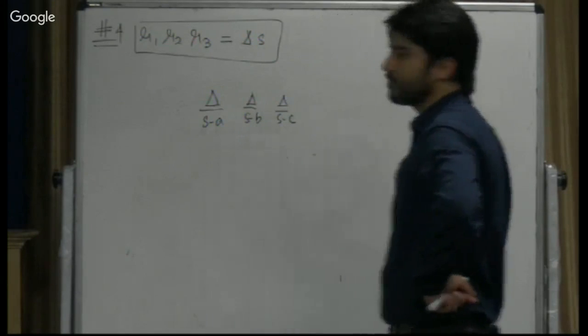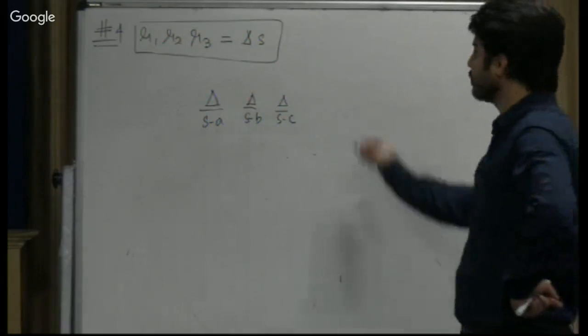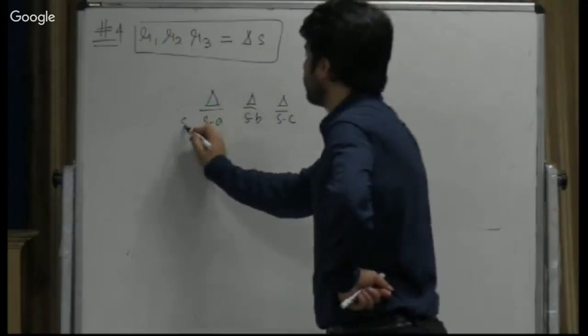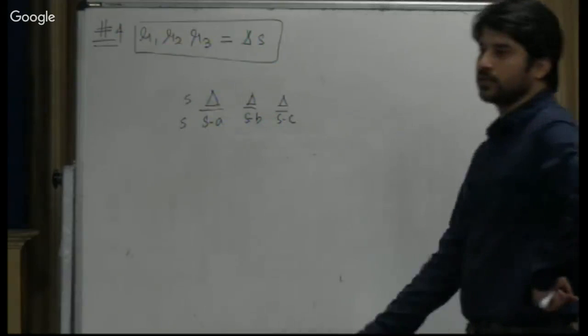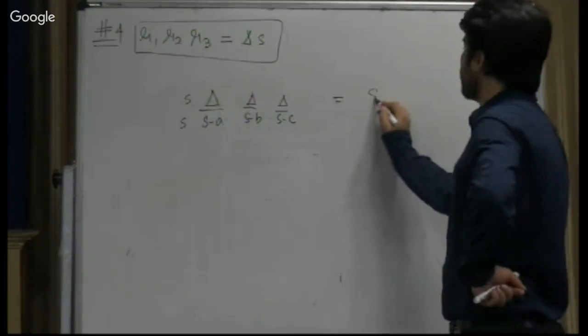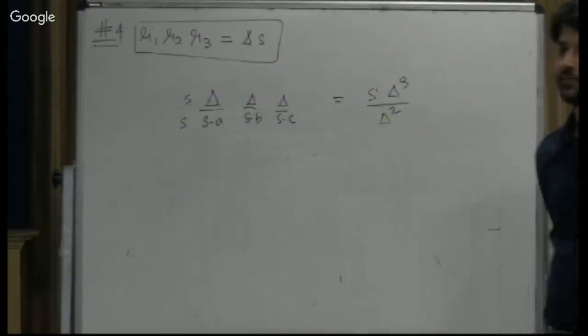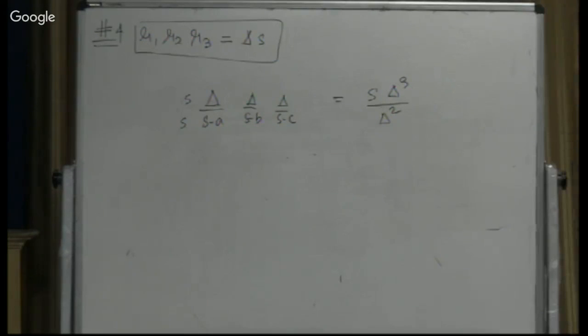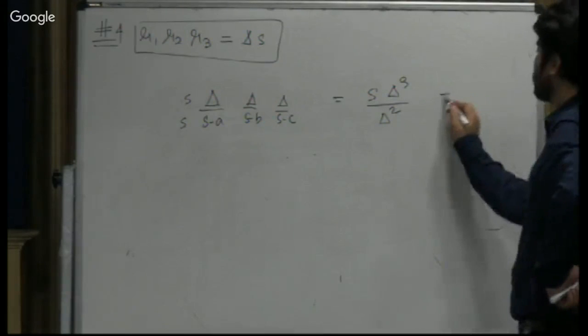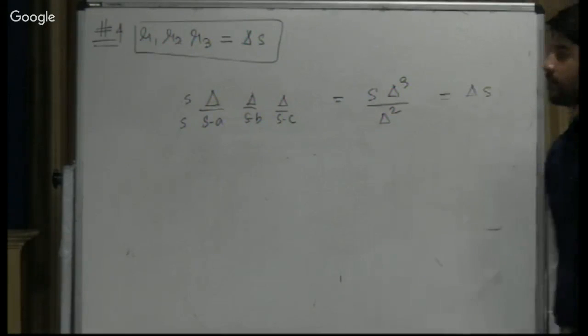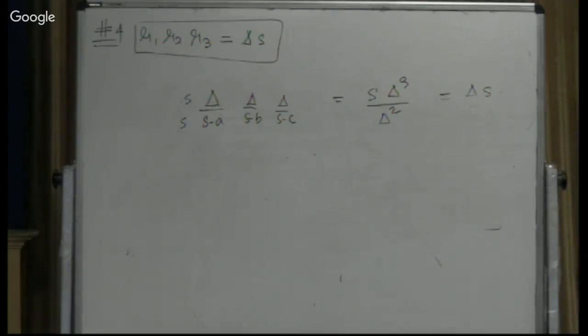ये ना left hand side. So I can multiply and divide by S. So I got S delta cube by delta square. है ना? So I can say clear, easy.